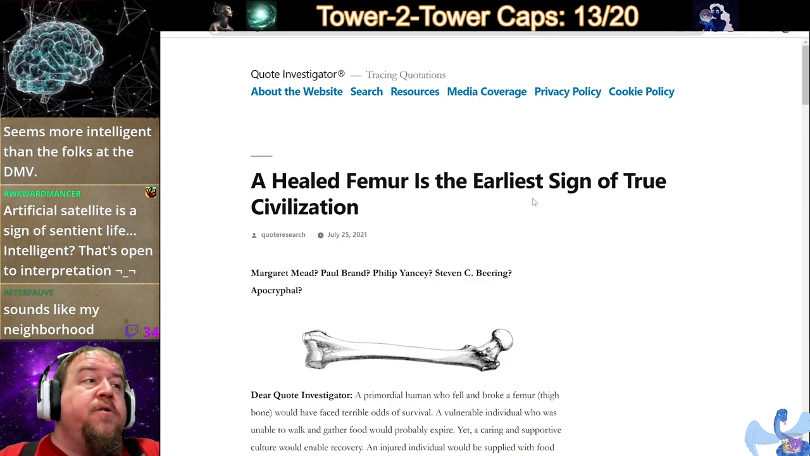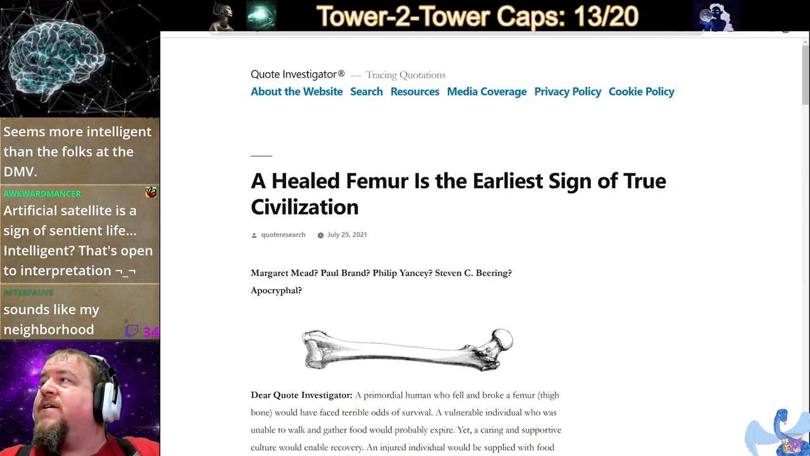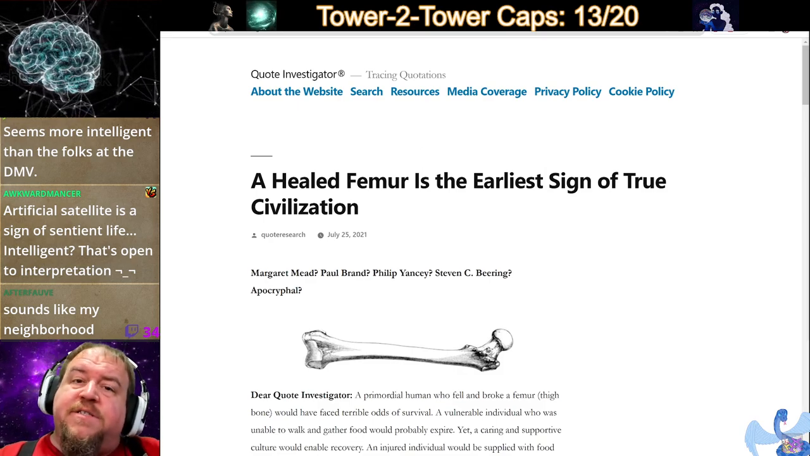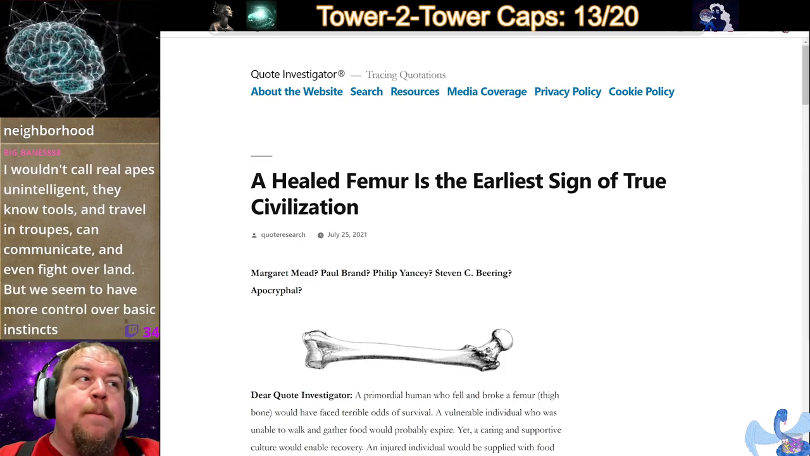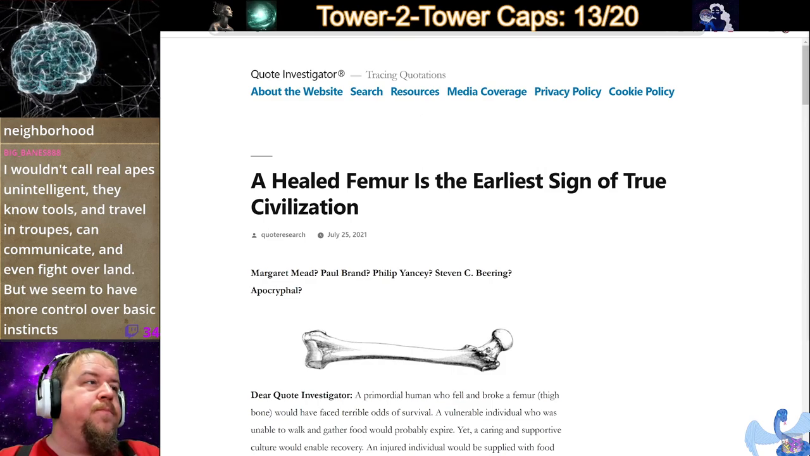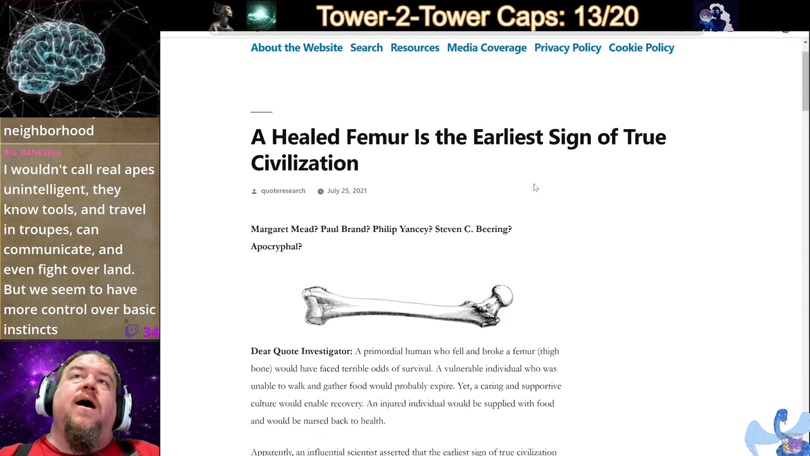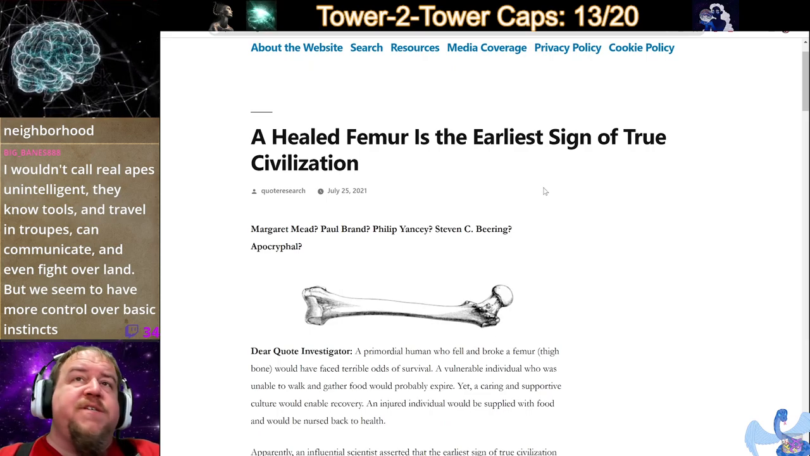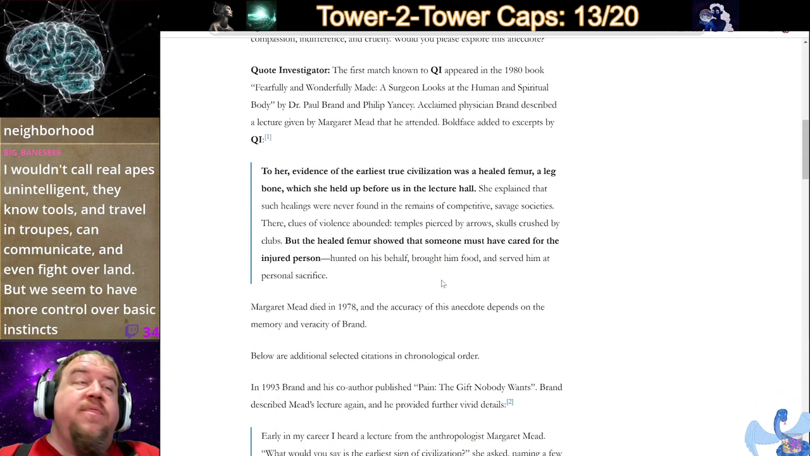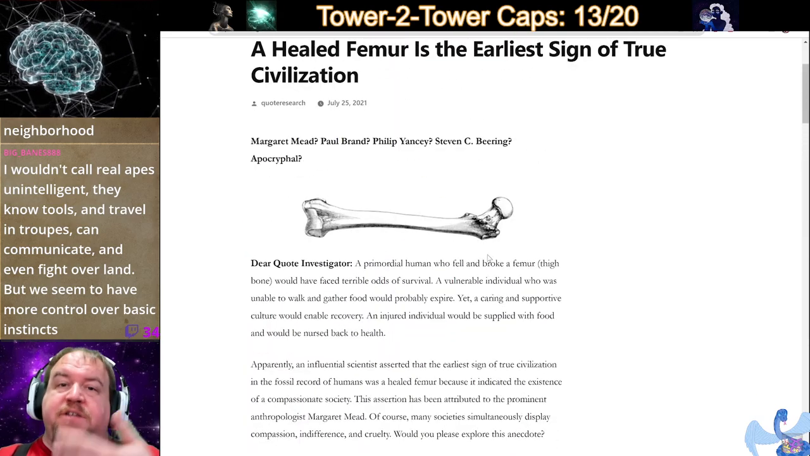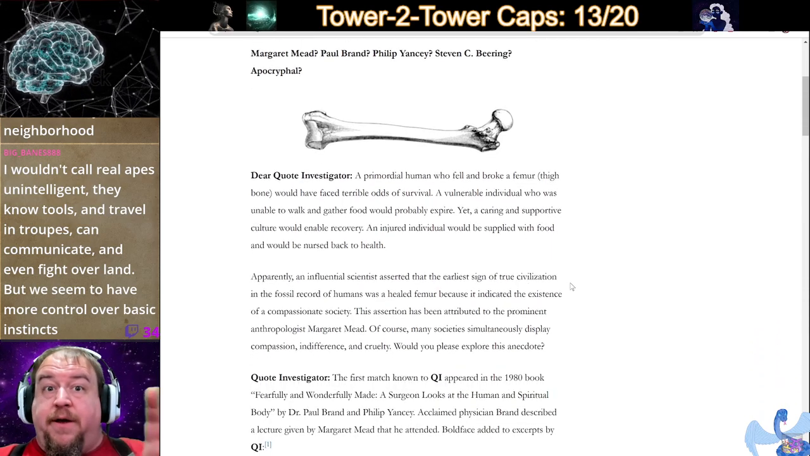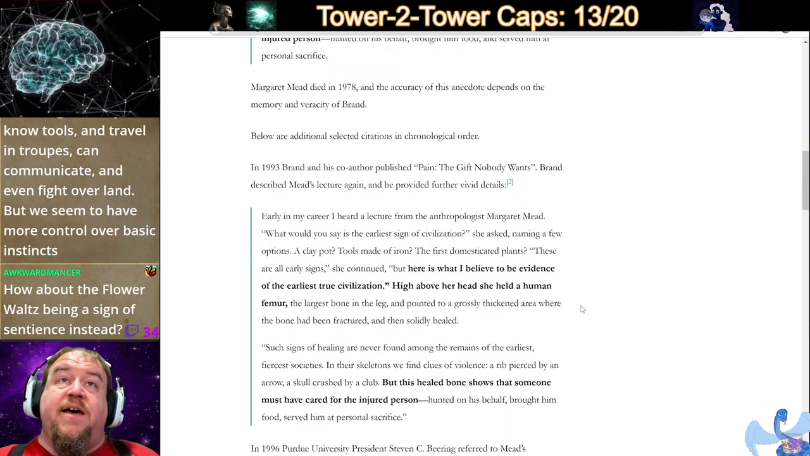Now, speaking of bones, and in fact, I'll turn on some space-like music as we enjoy our high level of intelligence in the cutting, bleeding edge of the world. A healed femur is the earliest sign of true civilization. This is a quote worth looking into, right? Is it apocryphal? To whom should it be credited? That's not the point I want to get across. I want to get across what was said.